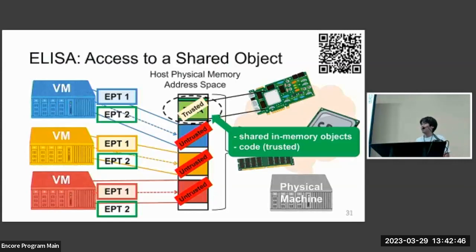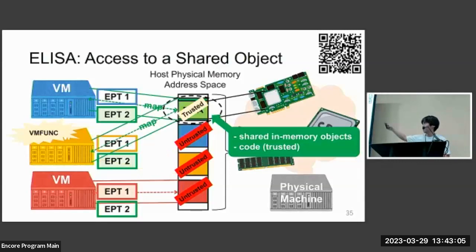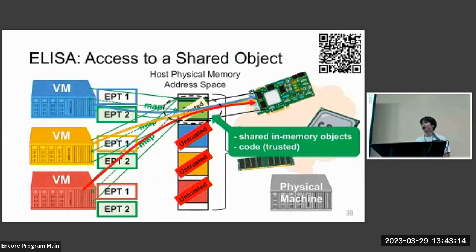So this is how ELIZA allows guest VMs to access the shared memory object. To access the shared in-memory object, the VM first triggers the VM func, and now the context is switched into the trusted domain. This can be done by the other VMs. For example, the yellow VM triggers this and switches into the trusted code. The red VM can do the same. After entering this trusted context, they can access the shared in-memory object.